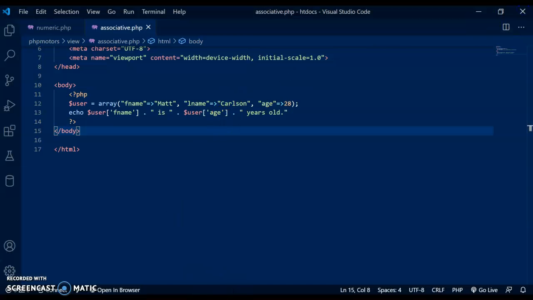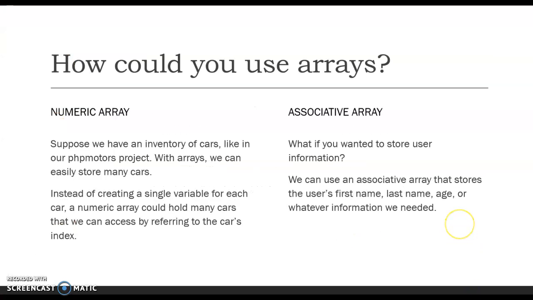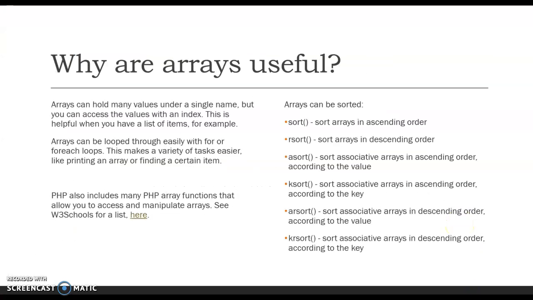So those are fairly simple examples, but there's so much you can do with arrays. Like I said, it makes it really easy to store many values under a single variable. And that's so useful, especially because we can loop through the arrays really easily with foreach loops. This can make a variety of things easier, but especially printing an array to a screen like you saw in my cars example. But you can also use that to find things.